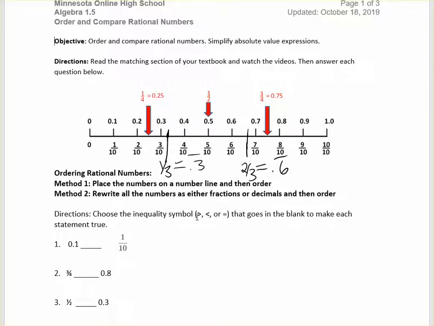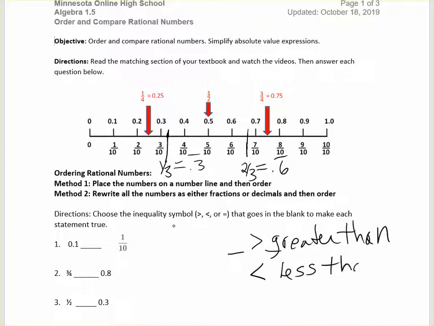You can find these symbols on your keyboard. The less than and greater than and equal sign should all be readily available for you to type in, and make sure you remember which one's which. This reads greater than. So you would use this if the first number is greater than your second number. This is less than, so you would use this symbol if your first number is less than the second number. And of course you know what equal is.